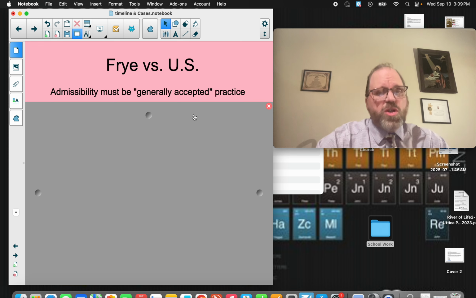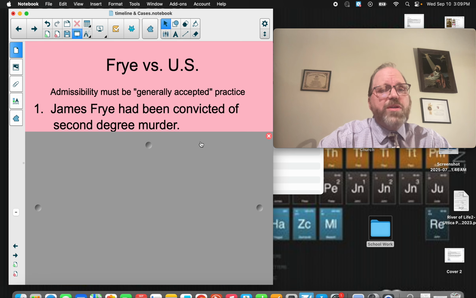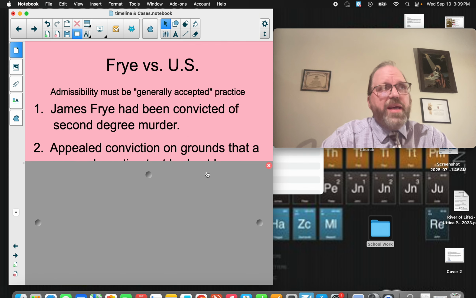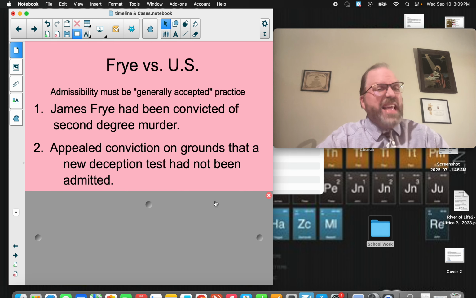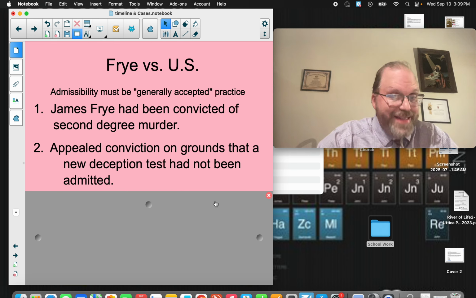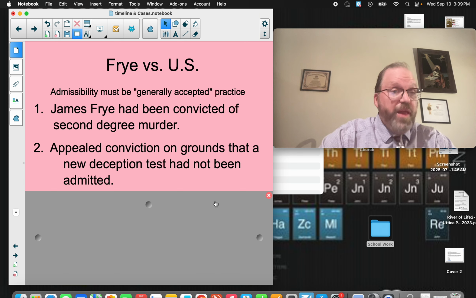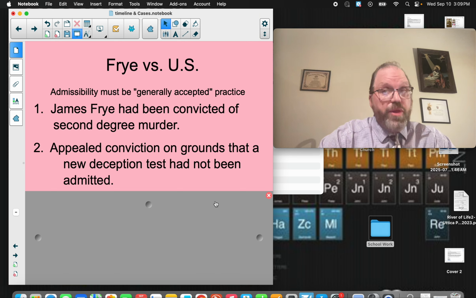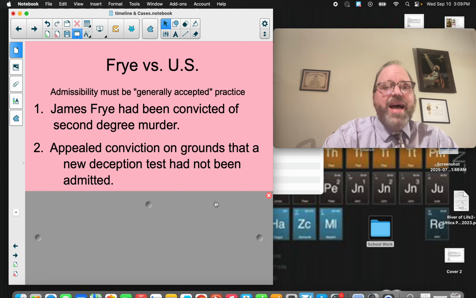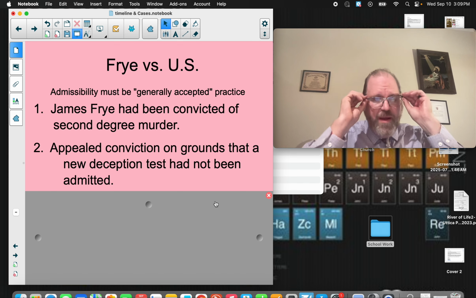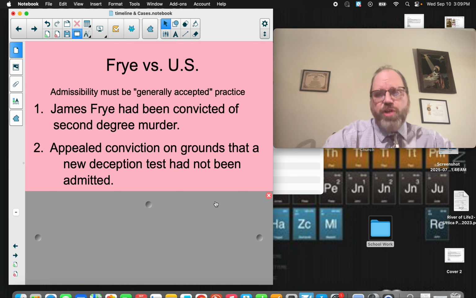What does that mean? Well, here's the situation. There was a man named James Frye. He was convicted of second-degree murder. Now, during the case, there was what they call the deception test, we now call a lie detector. The lie detector basically identified that, according to the machine, he was telling the truth, that he didn't kill the person. But the deception test had not been admitted, and because it was not generally accepted, that became the standard. Whether or not it can be allowed had to be considered generally accepted.